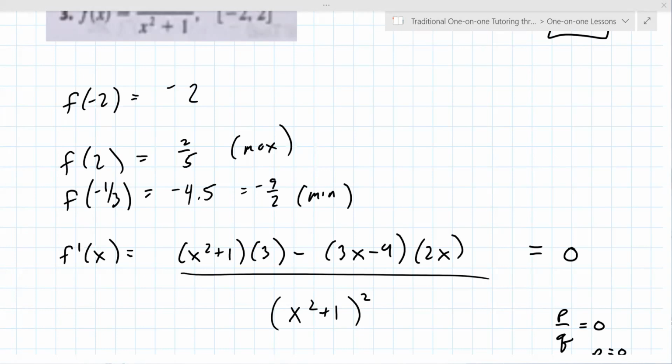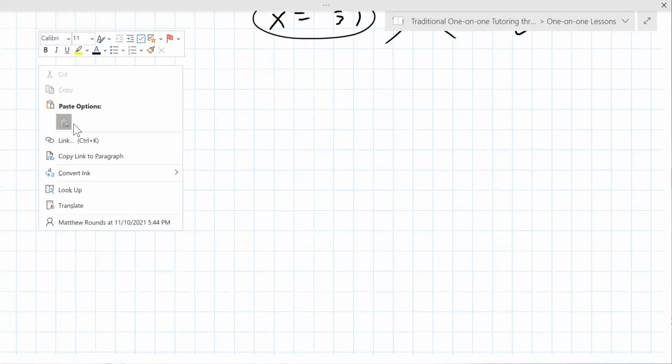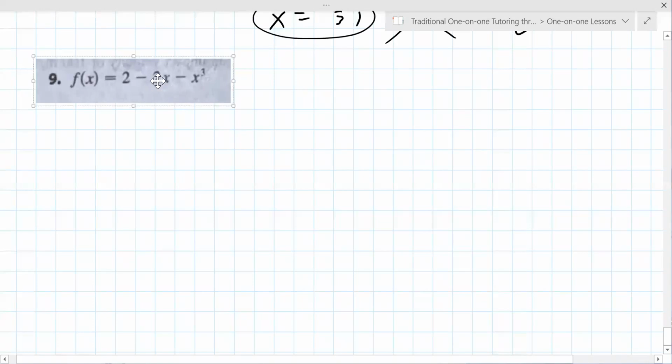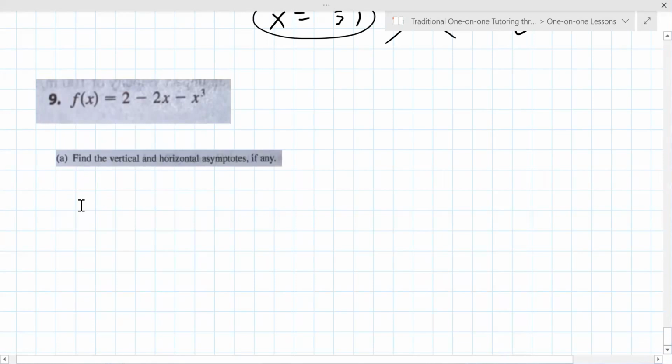Okay, so there's a bunch of parts here, so we'll just do them one at a time. Number 9, they give you this thing right here. Part A is find the vertical and horizontal asymptotes, if any. This does not have any. This has none of each. For vertical and horizontal, you're looking for a rational function.